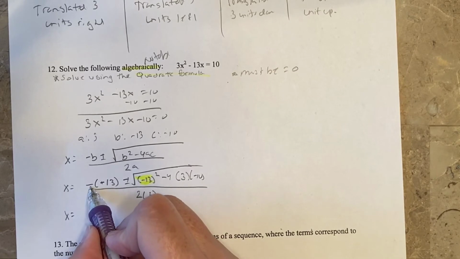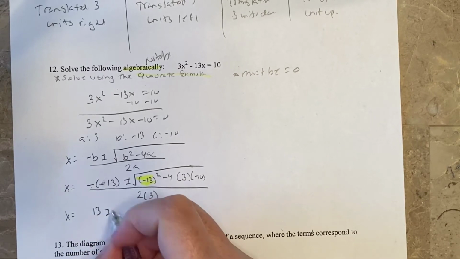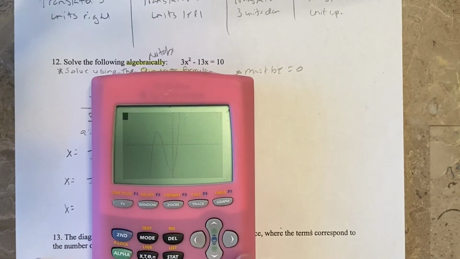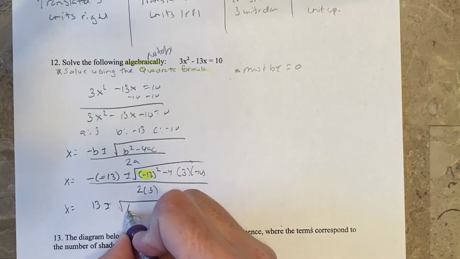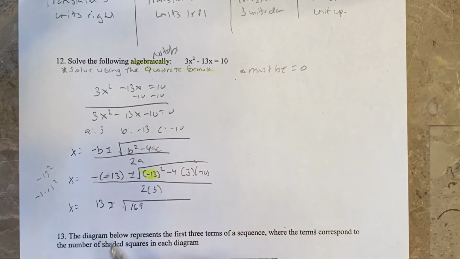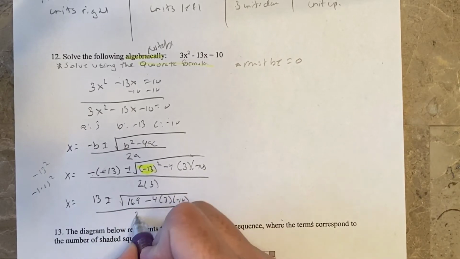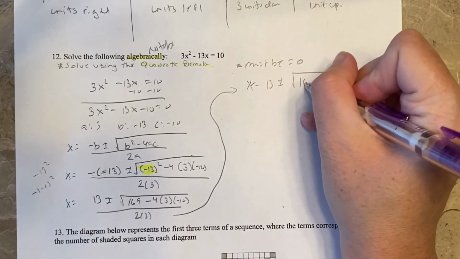Okay, the negative of negative 13 is going to wind up being a positive 13, okay? And then here, you have to make sure you use the parentheses in the calculator, or it's not going to do what you want it to do. So negative 13 squared is 169, okay? If you don't put it in parentheses, it's going to really do negative 1 times 13 squared, which is not what you want it to do. Minus 4 times 3 times negative 10. Over 2 times 3. 13 plus or minus, radical 169.